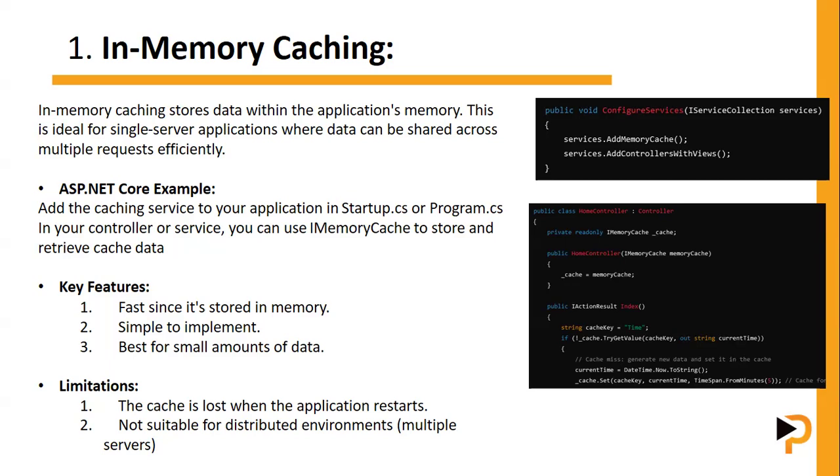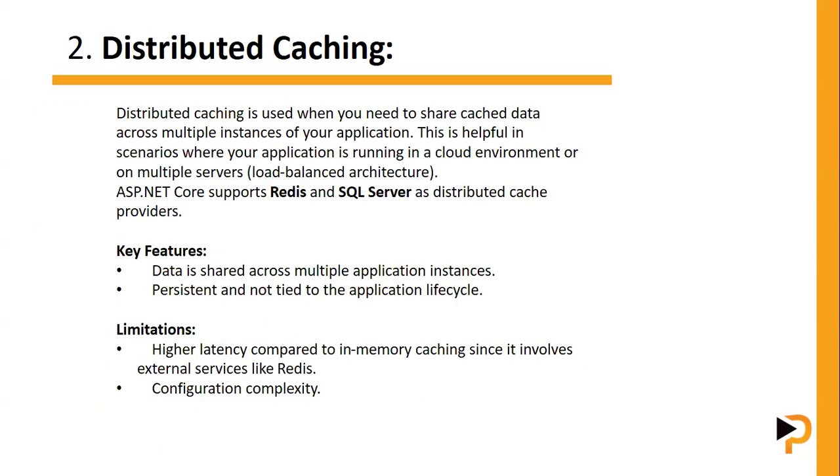Now, what are the key features of this kind of caching technique? First, it is fast, since it's stored in memory. It is simple to implement and best for a small amount of data. Now, the limitation: the cache will be lost when you refresh or restart your application, and it is not suitable for a distributed environment. If you have multiple servers, this particular caching technique is not useful.